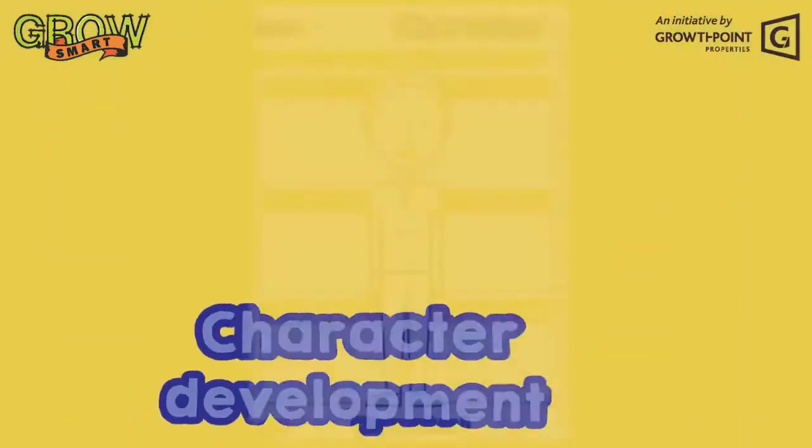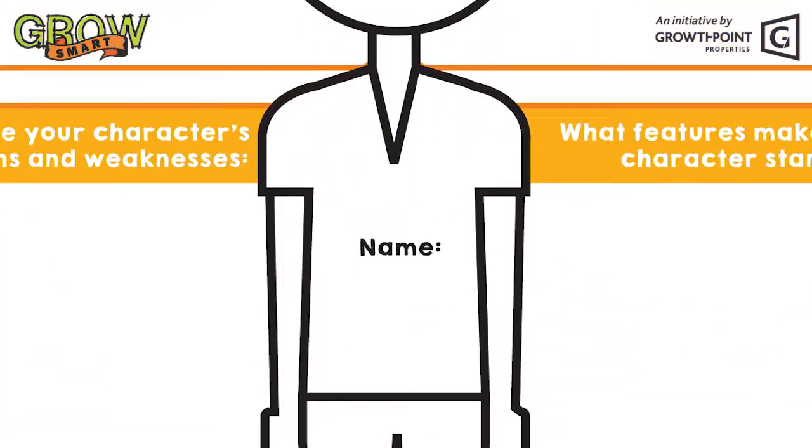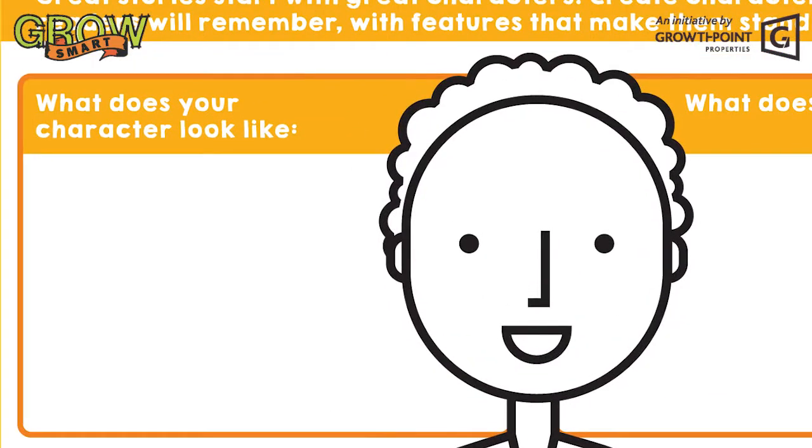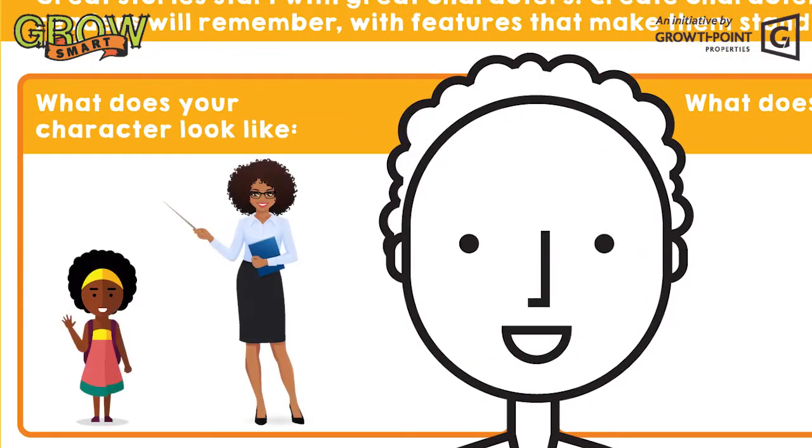In our previous video, we discussed the setting and what you should keep in mind when deciding what the setting is for your story. Now we are going to discuss character development. First, you need to decide on a name for your character. Then you need to think about what he or she looks like. Are they tall or short? What color are their eyes? What color is their hair? Maybe they are bald and they don't even have any hair.